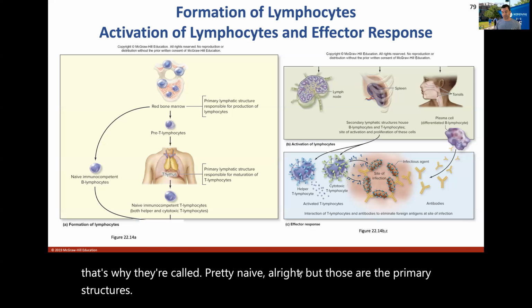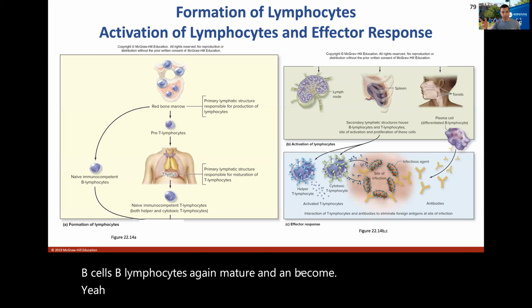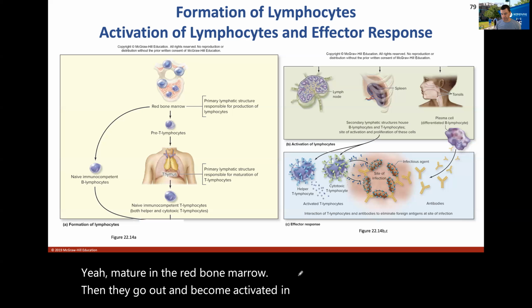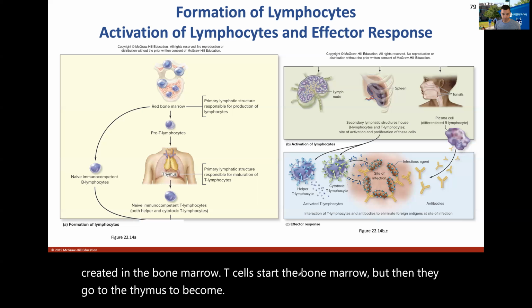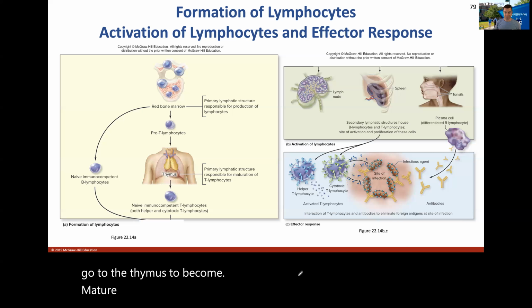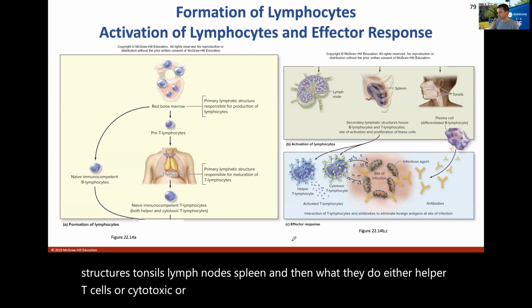B cells, B lymphocytes, again, mature in the red bone marrow. Then they go out and become activated in secondary structures, but they're created in the bone marrow. T cells start in the bone marrow, but then they go to the thymus to become mature, okay? Hence B and T, all right? And then you can see the secondary lymphoid structures, tonsils, lymph nodes, spleen, and then what they do, okay? Either helper T cells or cytotoxic or antibodies, plasma cells, okay? Differentiate into antibodies. All the fun stuff that they do.